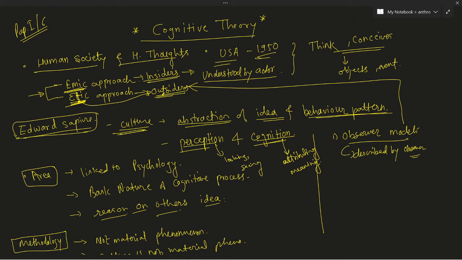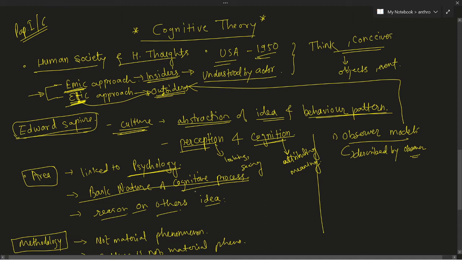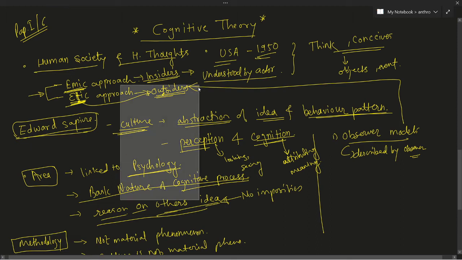Now we have to see the area of study. As far as the premise of cognitive anthropology is concerned, first, it is closely linked to psychology. Second, it is the study of how a particular group categorizes and reasons about the basic nature of cognitive processes, that is, how a particular group categorizes themselves. Third, there is no right to impose our own categories or our own reason on others' ideas. No imposition of our own idea on someone else's.